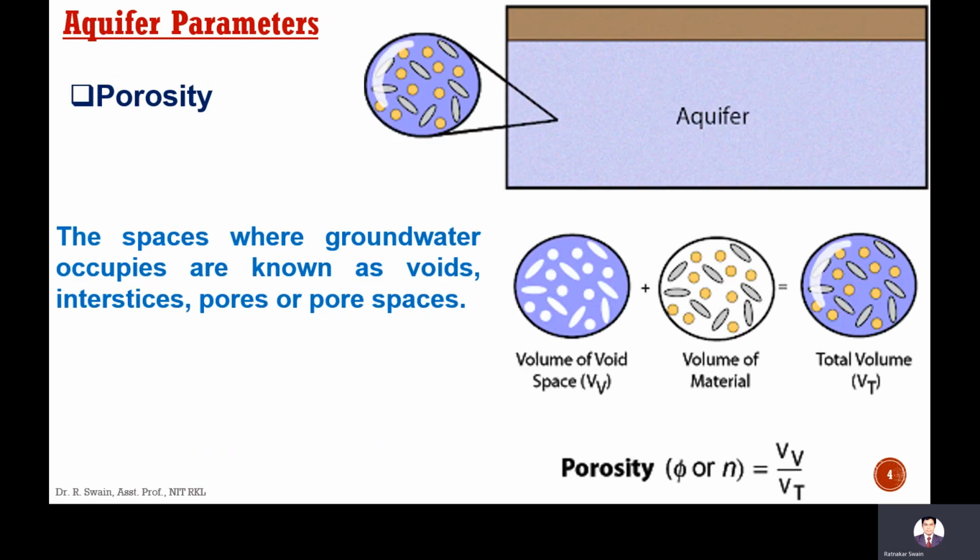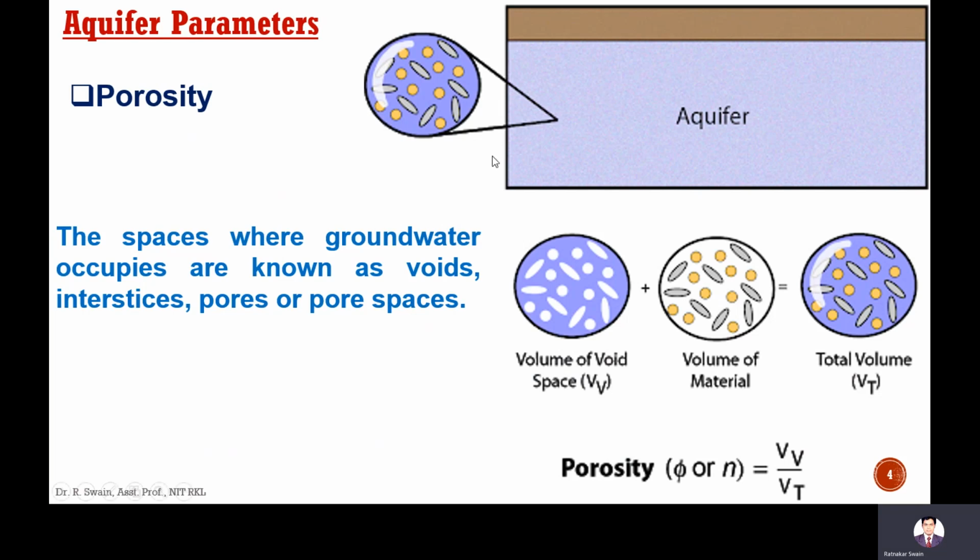What is this porosity? We know that the space or the void in the soil mass is called porosity. It means the percentage of voids in the soil mass is called porosity. The space where the groundwater occupies is known as voids, pores or pore spaces.